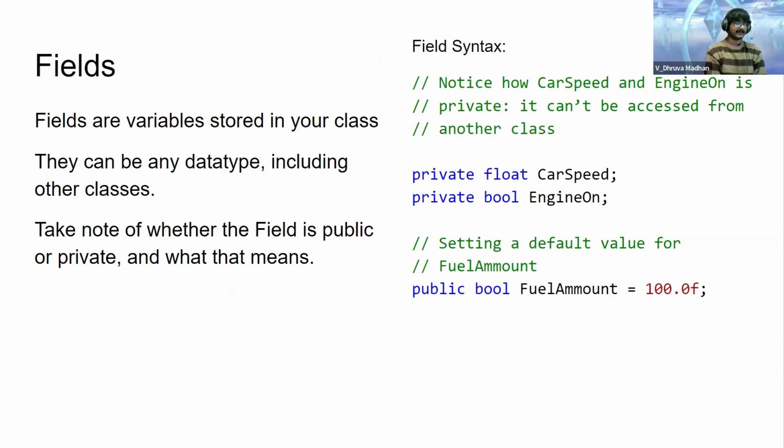And when it comes to fields, you don't need to, but it's recommended to specify whether they're private or public, because private fields basically can't be accessed from another class unless you have something to change that. And you can initialize your fields basically. So if you look down there, setting a default value for fuel amount. Fuel amount, that should not be a bool, that should be a float, but the point still stands.